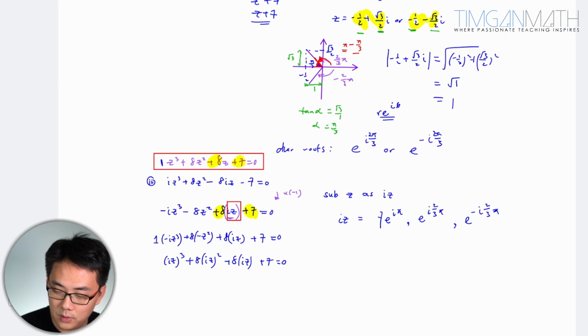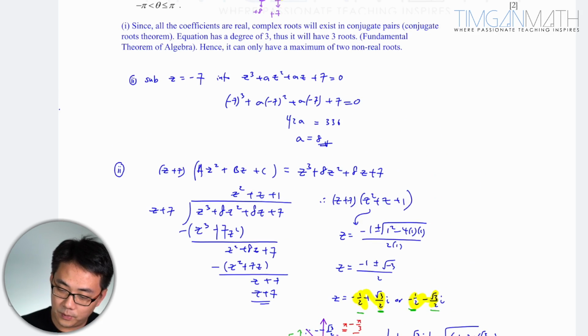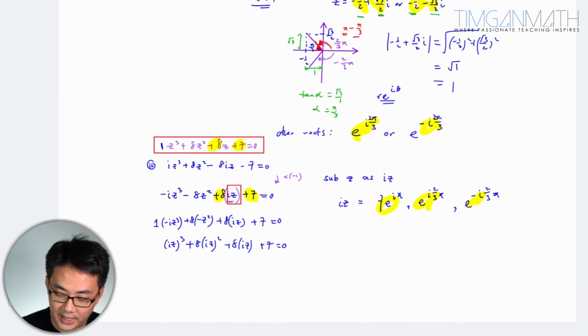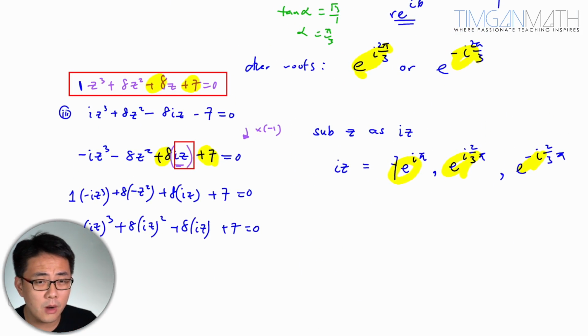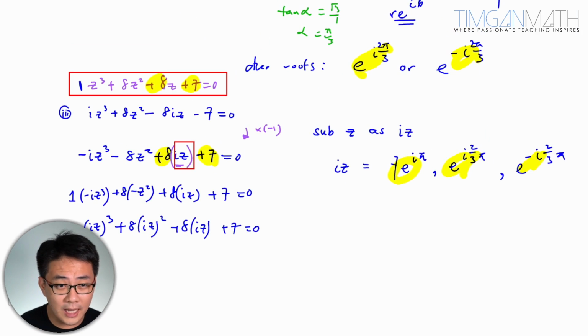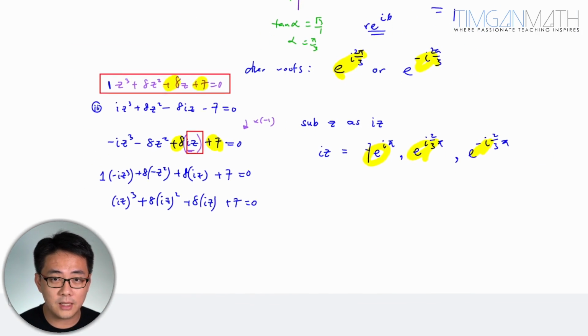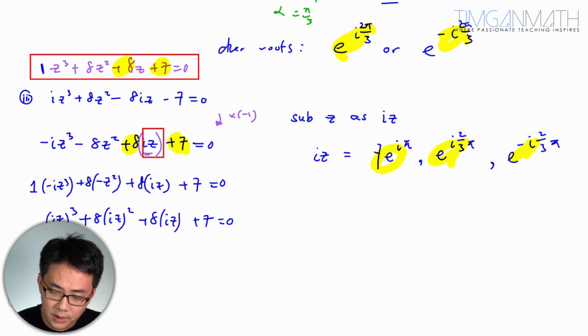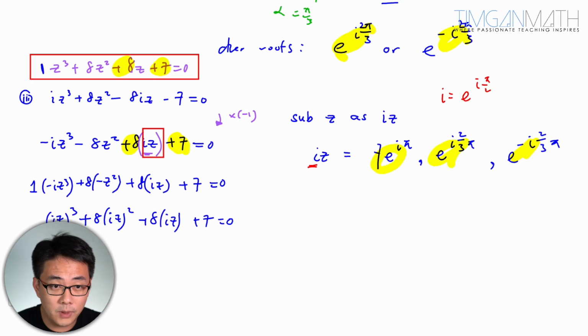From here, you substitute all these other roots here, this and this. Because they want it in exponential form, guys, you need to leave it in exponential form. Then once done, this needs to change to exponential form as well. i is e^(iπ/2). You need to know that.